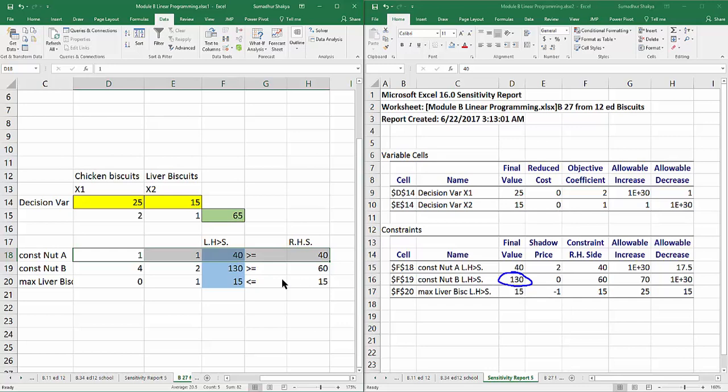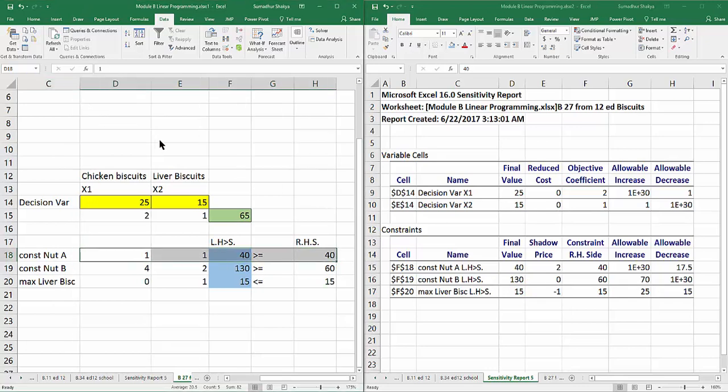Why so? At the same time, the maximum liver biscuits, this is not fully visible, there has to be no more than 15 biscuits that are of liver flavor. So the final value is maximum 15.